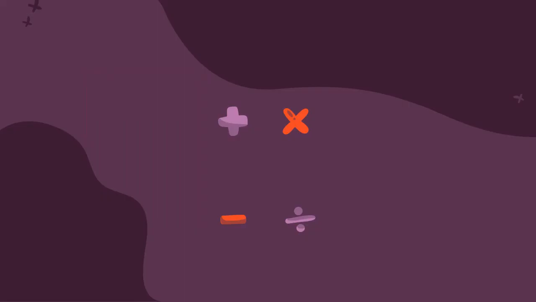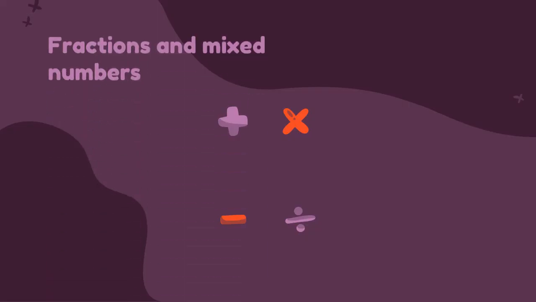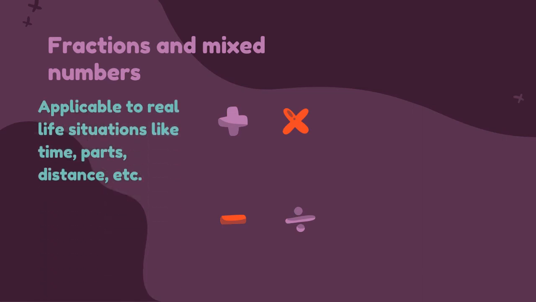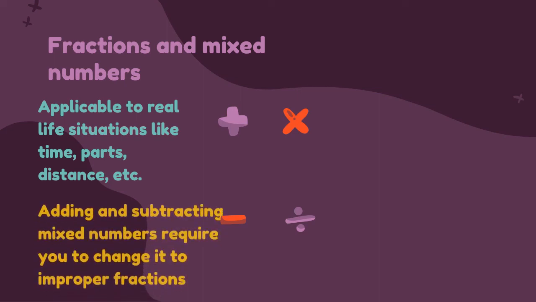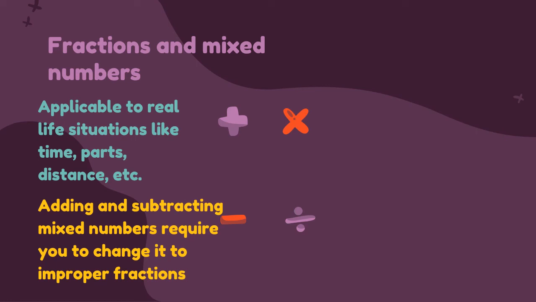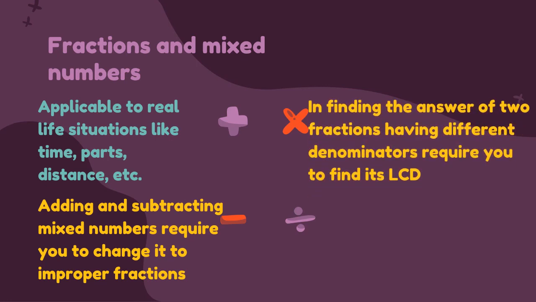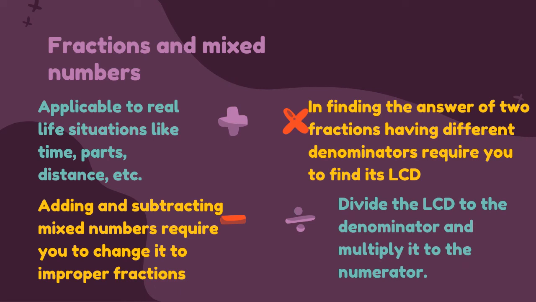So let's have a recap. Fractions and mixed numbers are applicable to real life situations like taking time, parts, distances, and etc. Adding and subtracting mixed numbers require you to change them to improper fractions. In finding the answer of two fractions having different denominators, you are required to find the LCD. And divide the LCD to the denominator and multiply it to the numerator and remain the denominator.